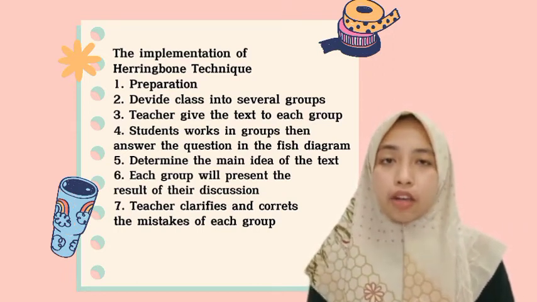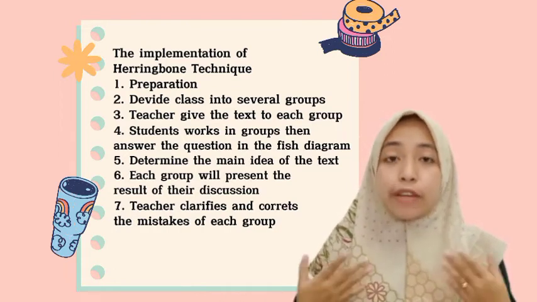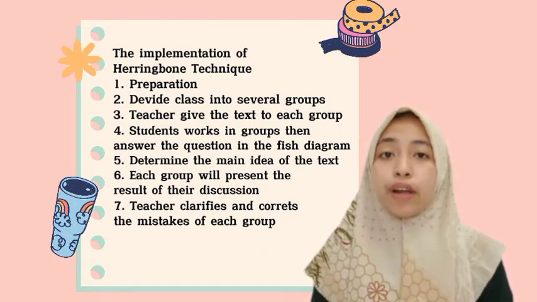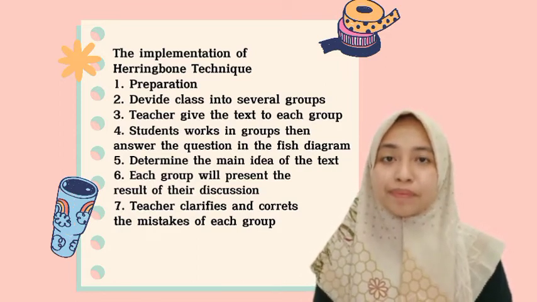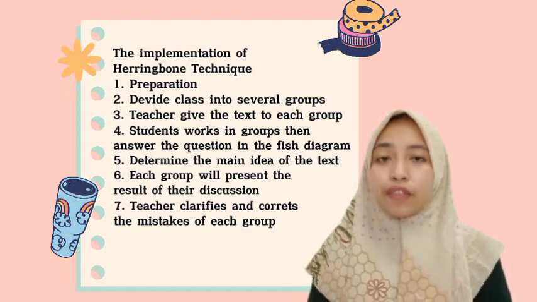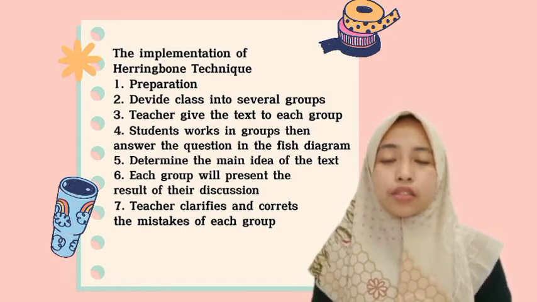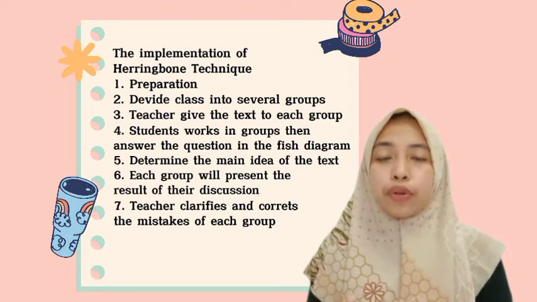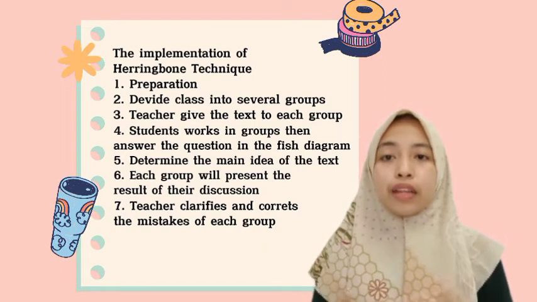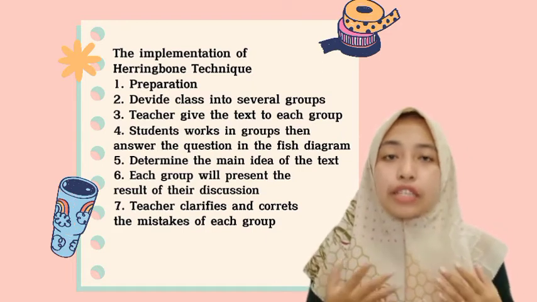Fifth, determine the main idea of the text. In this step, students will determine the main idea of the text with information obtained from the fish diagram containing the answers to the 5W plus 1H questions from the text. Sixth, each group will present the result of their discussion in front of the class. Another group will give comments, suggestions, or questions for the group presentations. The last one, at the end of the session, the teacher will provide the correct answers, then correct the mistakes of each group.